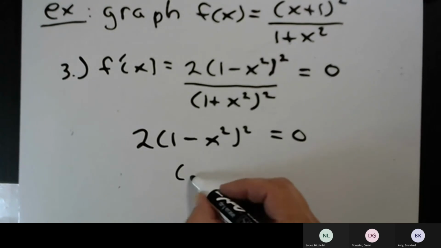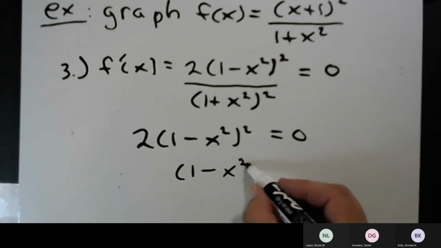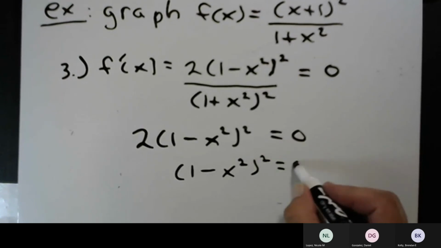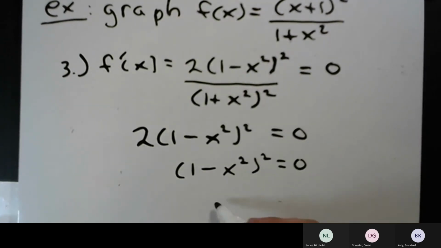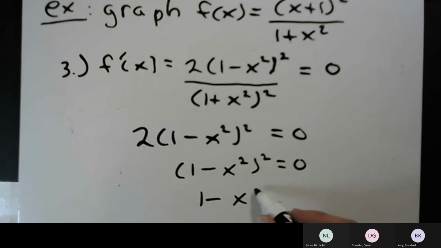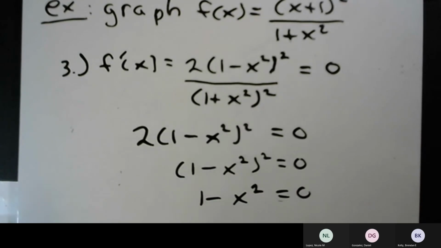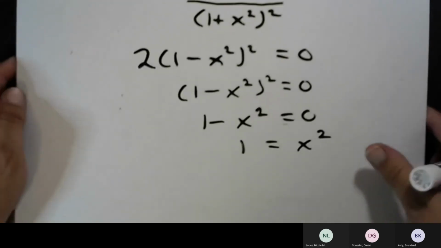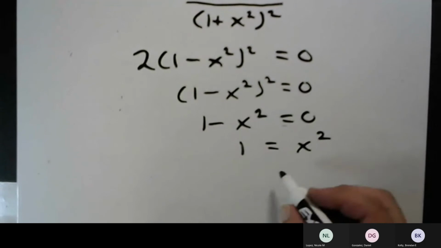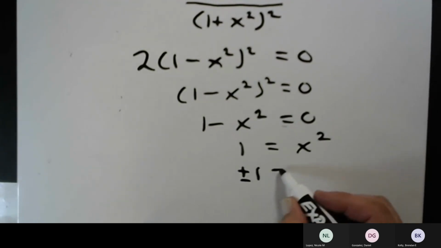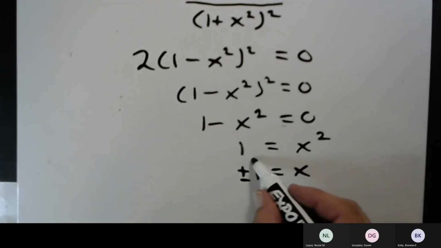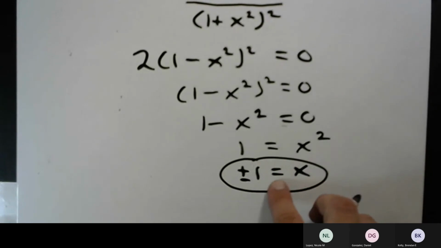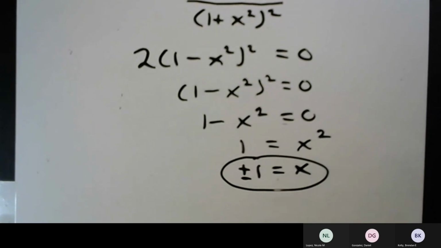Divide by 2, you'll get (1 minus x squared) squared equals 0. Square root both sides: 1 minus x squared is, well, plus or minus 0 is 0. Add x squared to both sides. And again, we only need to do the numerator. And then you'll get plus or minus 1 is equal to x. So that's where the critical points are occurring, plus or minus 1.